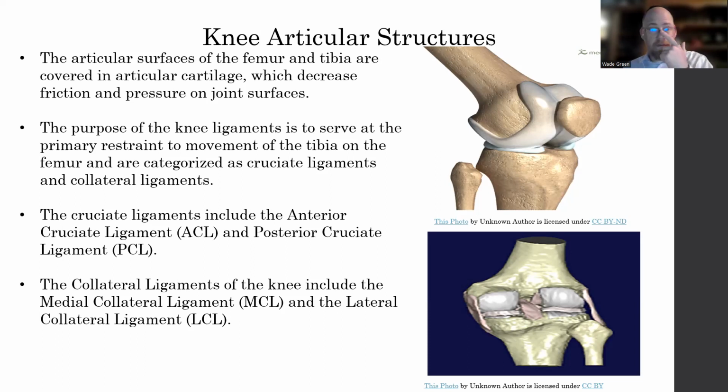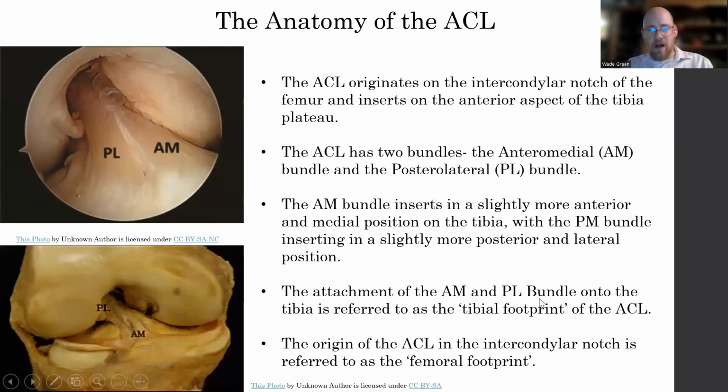The cruciate ligaments, being the ACL and the PCL, and then the collateral ligaments being the MCL and the LCL. Okay, so you can see here, a little picture. This is a posterior view. Here's a lateral side. We have the LCL, the medial side with the MCL. We have the PCL here in the back, and then just in front of that, you can see the ACL.